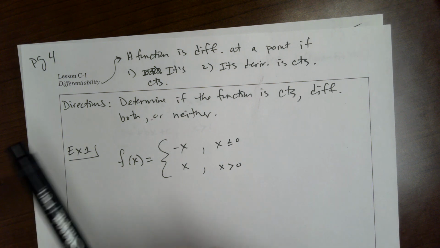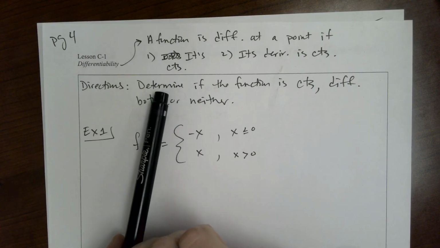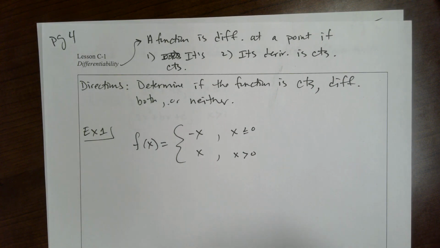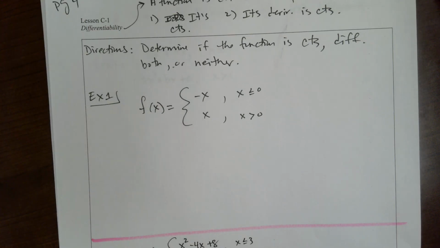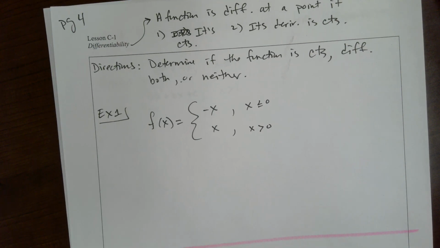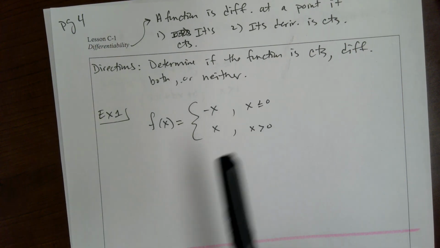Okay, so here are the directions. Determine if the function is continuous, differentiable, both, or neither. And then there's going to be Delta Math practice that is similar to this. So we're going to do 2 examples with these directions, and then we'll do a third example that's a little bit different.